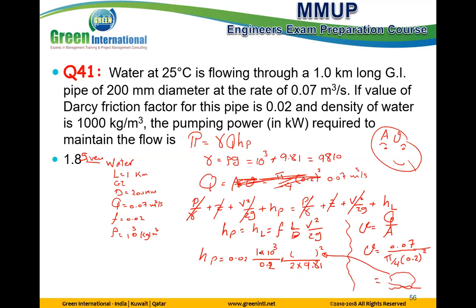Just multiply this one times this one times this one square, divided by, and make a bracket, then multiply this together, close the bracket and press equal. The denominator should be between brackets, okay? After closing the bracket, press equal and get the total answer for HP directly. Now we have HP, we have Q, we have gamma, we can get power. Clear? Any question for this problem?